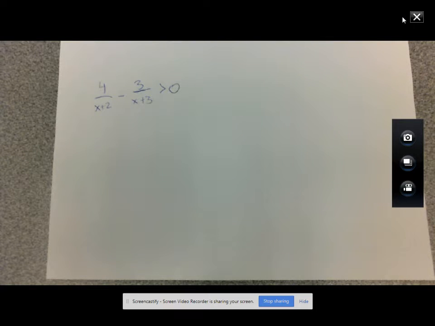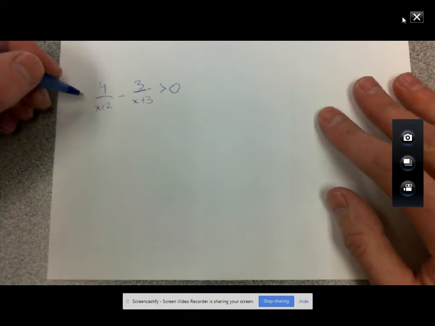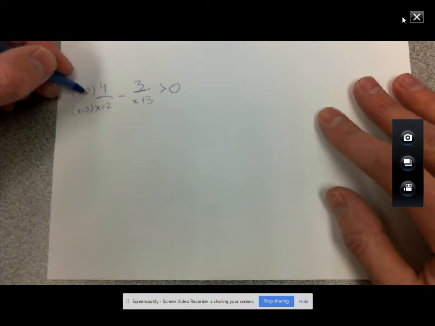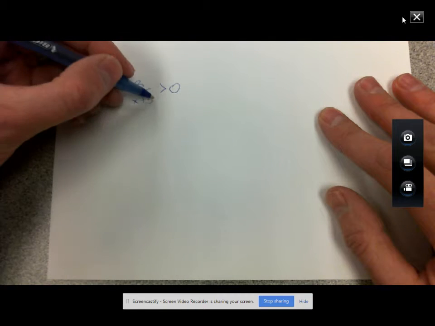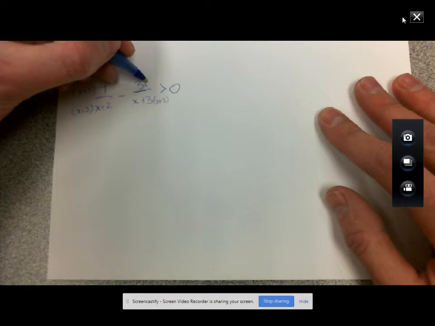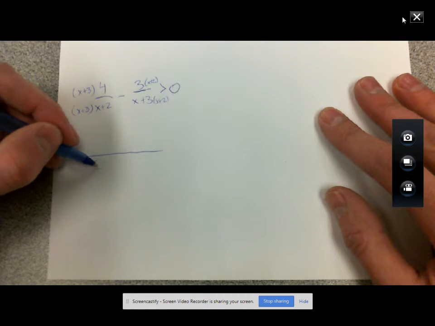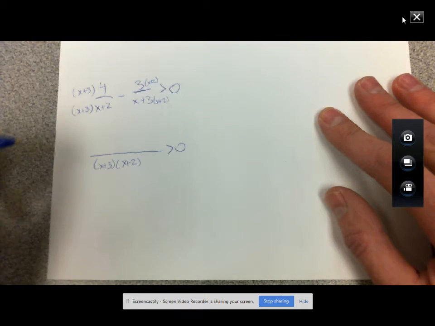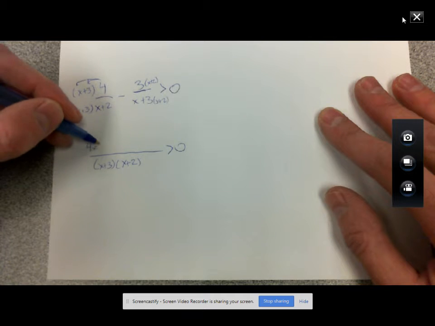So here's our inequality. If we're going to subtract these, we need to get a common denominator. So I'm going to multiply the first term by the denominator of the second term, and the second term, the x plus 2, by the denominator of the first. Multiply those denominators by each other. The denominator then is going to be x plus 3 times x plus 2. The numerator, if I distribute through the parentheses here, I'm going to get 4x plus 12.